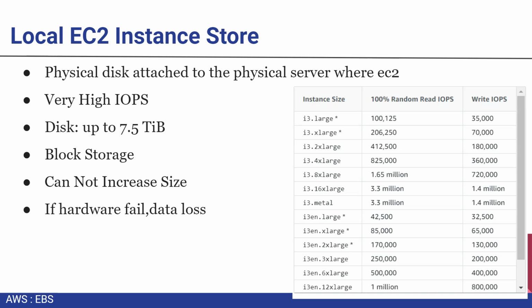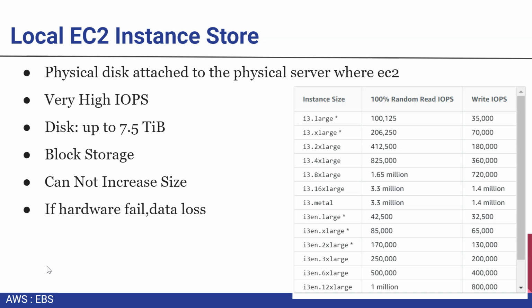That's fixed. And the core thing is, if hardware fails, your data will be lost. A hardware failure will cause data loss, so if you have not taken frequent backups, you will lose your data. With EBS, you can configure a lifecycle policy to take backups frequently. So those are the advantages and disadvantages of instance store. But you will definitely get high IOPS with instance store, and EBS won't give that.